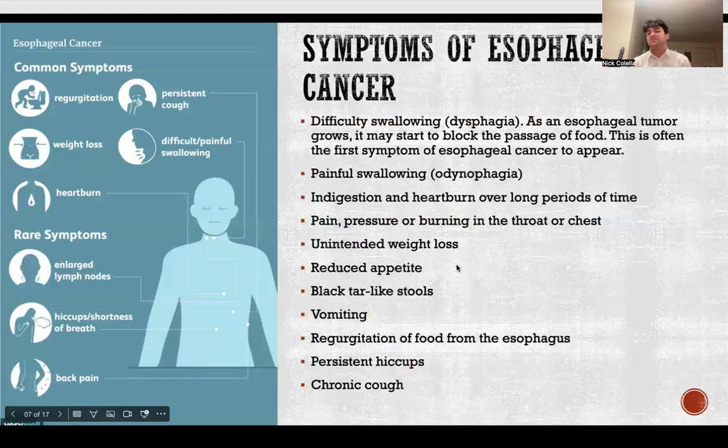Symptoms of esophageal cancer: difficulty swallowing is the biggest sign of esophageal cancer because the tumor grows in your esophagus and it's hard to swallow. Other symptoms include painful swallowing, pain, pressure, or burning in the throat or chest, unintended weight loss, vomiting, regurgitation of food from the esophagus, persistent hiccuping, and chronic cough.